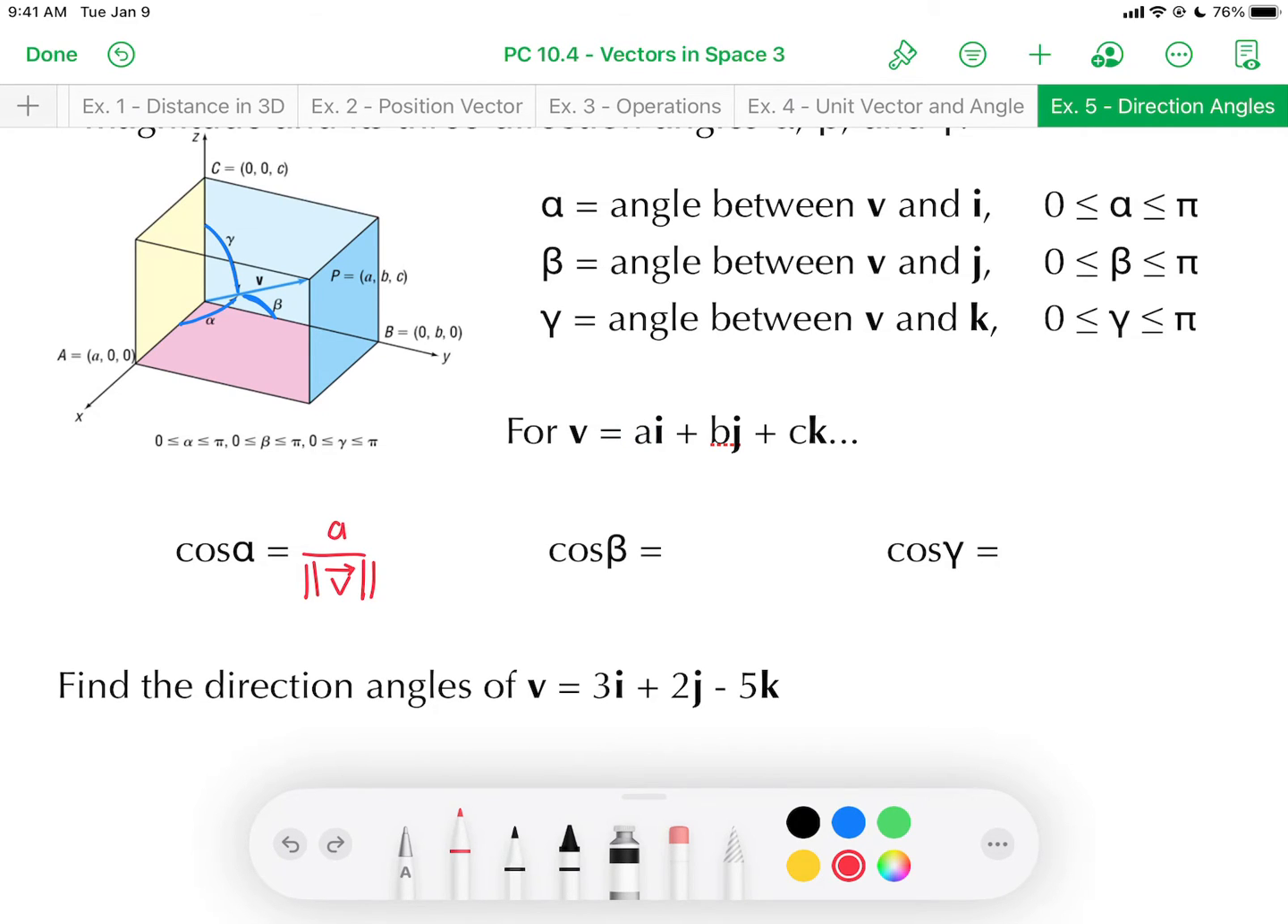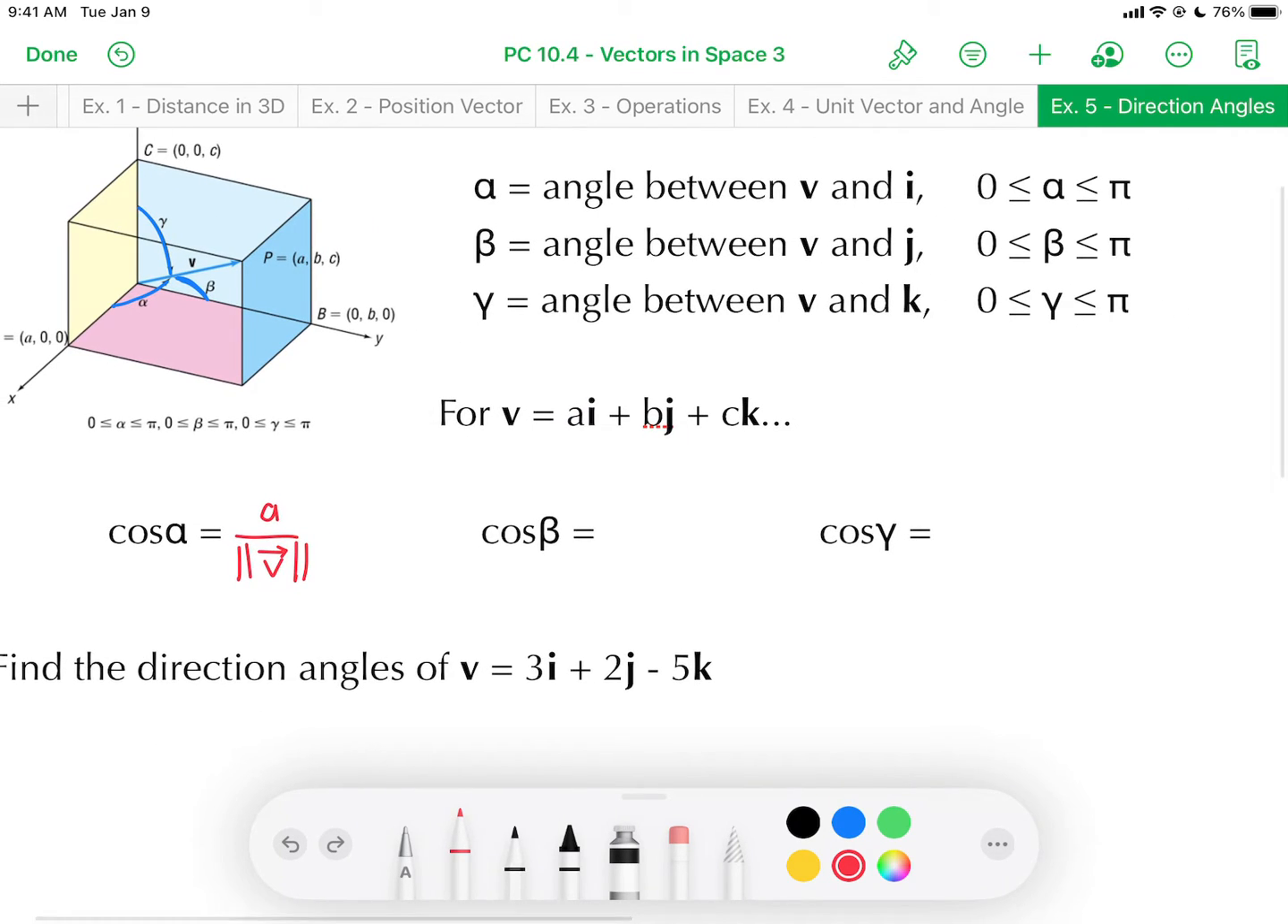Okay? Now if I want to find beta, cosine of beta would equal b divided by the magnitude of the vector. And wild guess, what do you think cosine of gamma is going to be? c divided by the magnitude of the vector. Make sense?